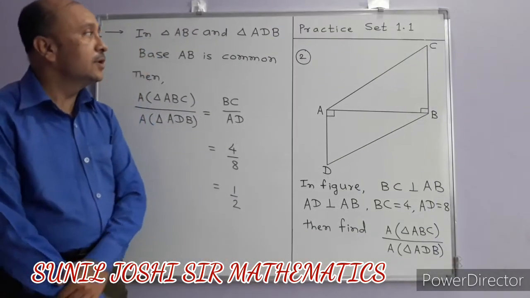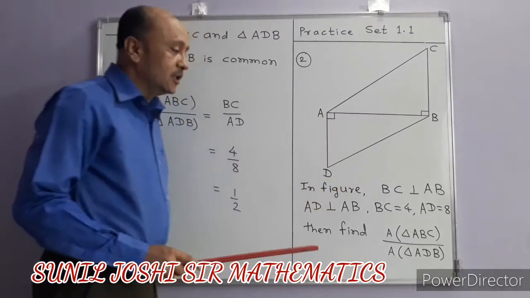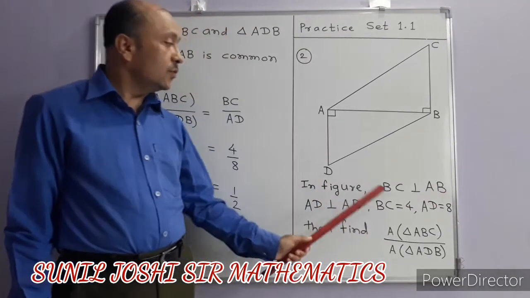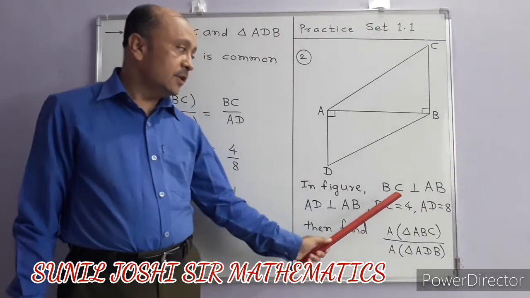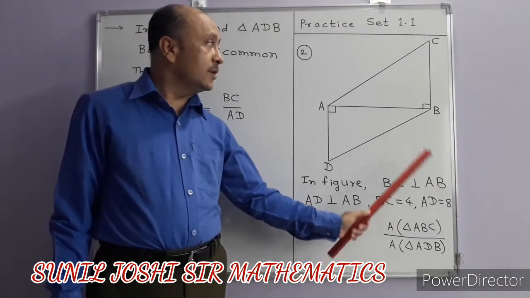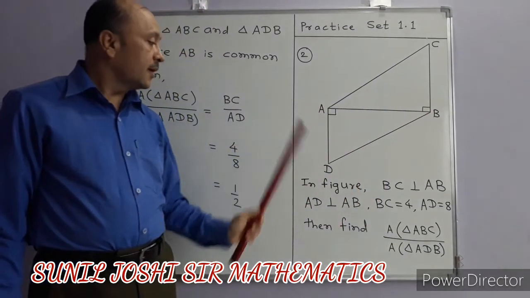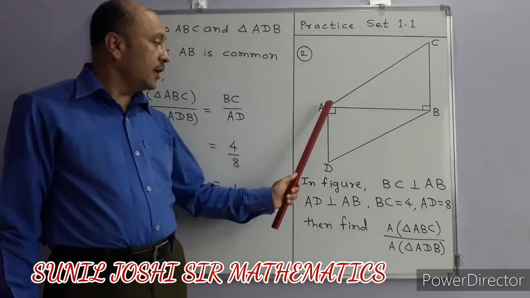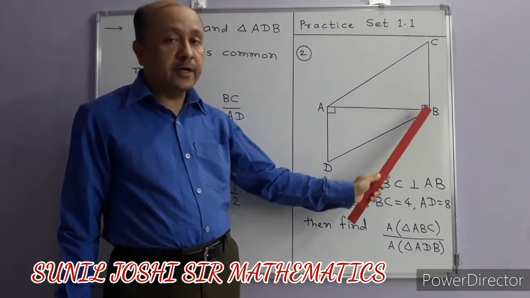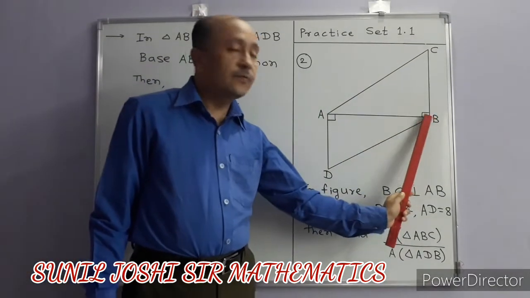Let us see the second example. Two triangles are given here, and there is a common base for these two triangles. What is given here? In the figure, BC is perpendicular to AB. So we have to read the symbols. This symbol is known as perpendicular. BC is perpendicular to AB, and AD is perpendicular to AB. That is called the height. So BC is one height and AD is another height. AB is a common base for the triangles.